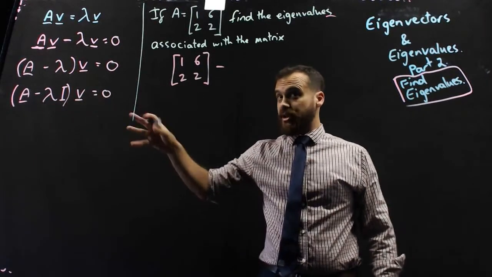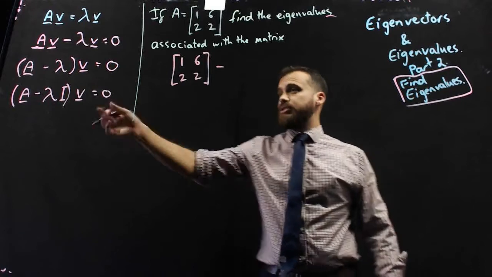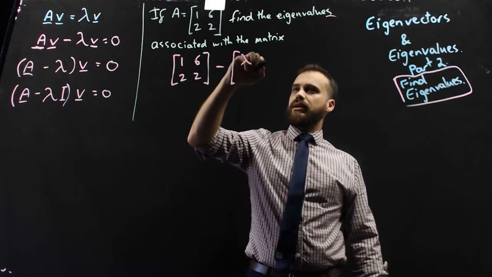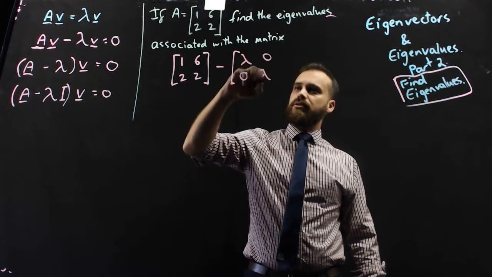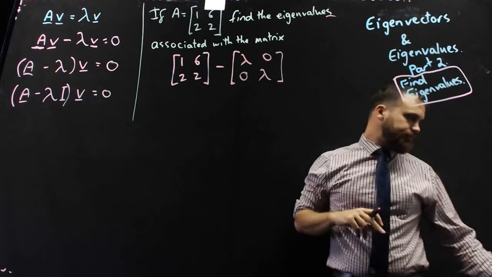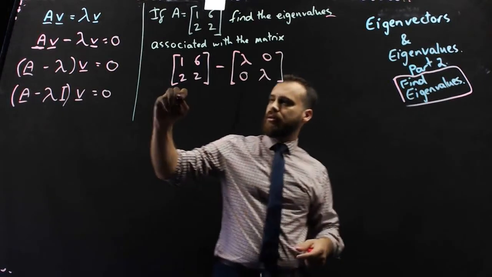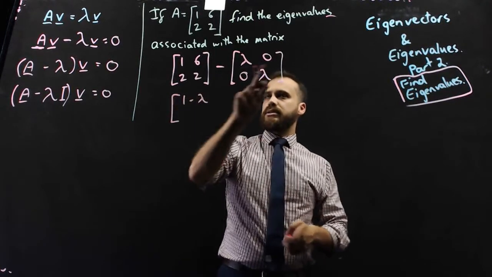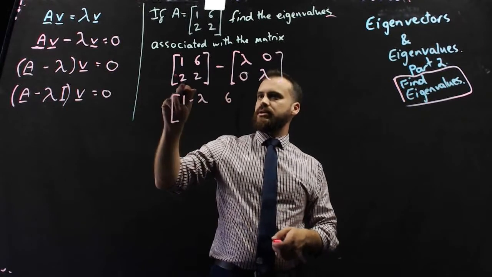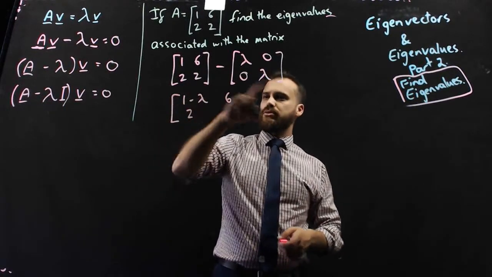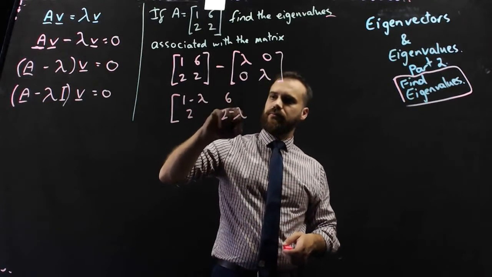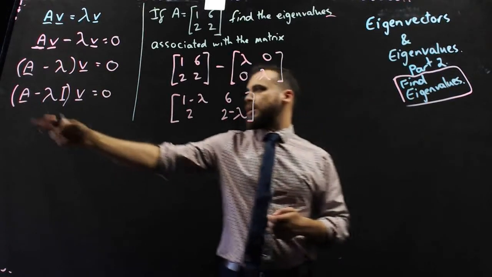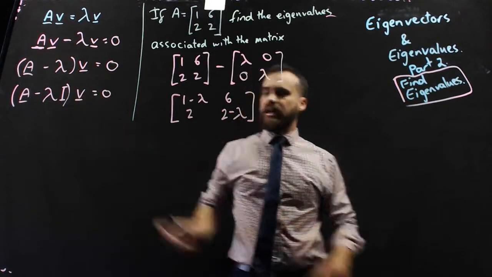So lambda is just a number like 5, 7, 9. So the identity matrix times lambda is [lambda, 0; 0, lambda]. Now if I subtract one from the other here, I get 1 minus lambda, 6 minus 0, which is 6, 2 minus 0, which is 2, and 2 minus lambda. Alright, so now I've got a matrix that is A minus lambda times the identity matrix.